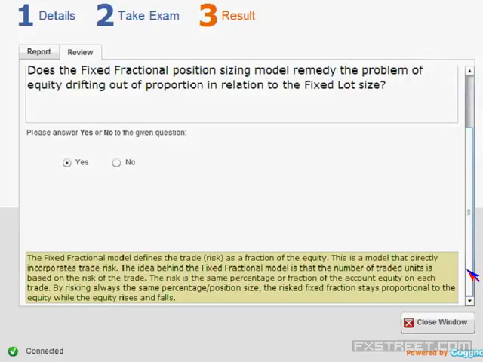And the explanation says the fixed fractional model defines the trade risk as a fraction of the equity. This is a model that directly incorporates trade risk. The idea behind the fixed fractional model is that the number of traded units is based on the risk of the trade. The risk is the same percentage or fraction of the account equity on each trade. By always risking the same percentage, the risked fraction stays proportional to the equity while the equity rises and falls. Okay.